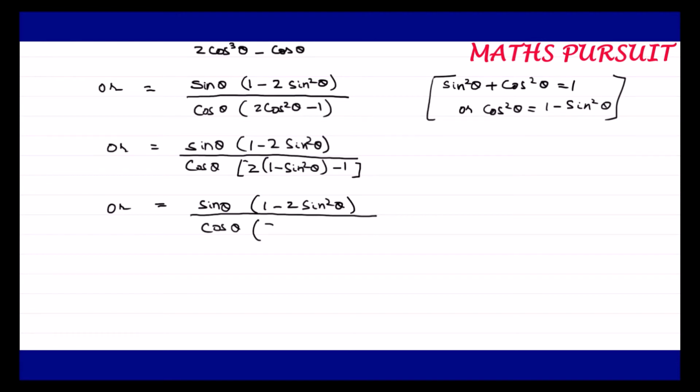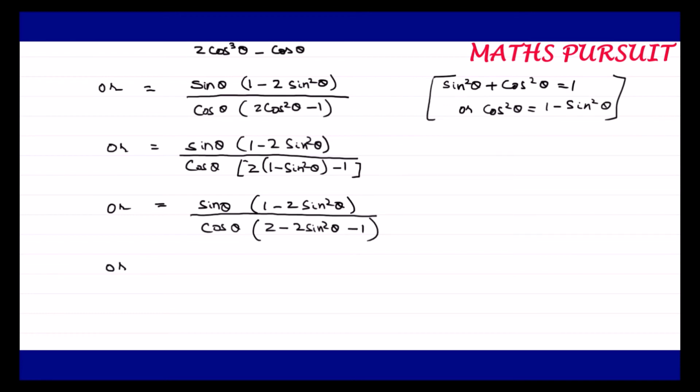So if I multiply 2, I will get 2 minus 2 sin square theta, and this one is minus 1. Hope guys this step is clear. I multiplied 2 with 1, I got 2, 2 with minus sin square theta, I got minus 2 sin square theta, and I opened the bracket where I got minus 1, it was already there.